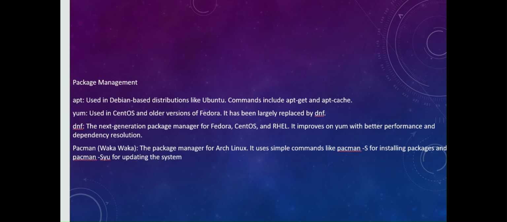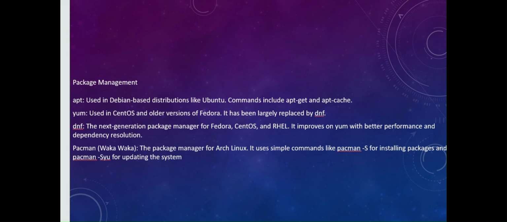Package management systems. Let's start with apt. Using Debian-based distributions, such as Ubuntu, commands include apt-get and apt-cache. Yum, used in older versions of Fedora, has been largely replaced by DNF. As for DNF, let's talk about it. The next generation package manager for Fedora, CentOS, and RHEL. It improves on Yum with better performance and dependency resolution.